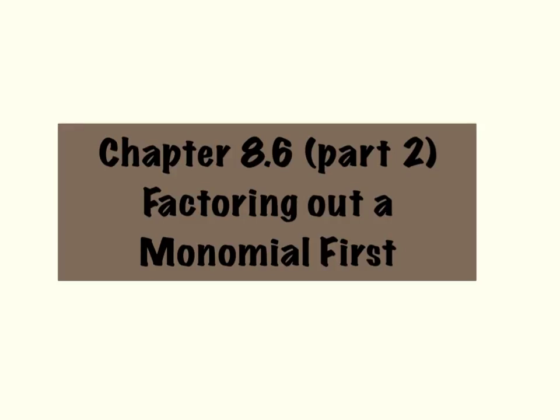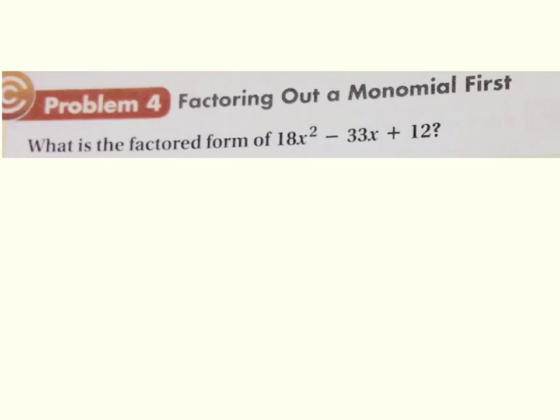Alright, so part 2 of chapter 8.6 is factoring out a monomial first. Sometimes you don't have to use the MAC method. Sometimes you can just factor out a monomial, and sometimes you have to do both. So we're going to practice factoring out a monomial first.